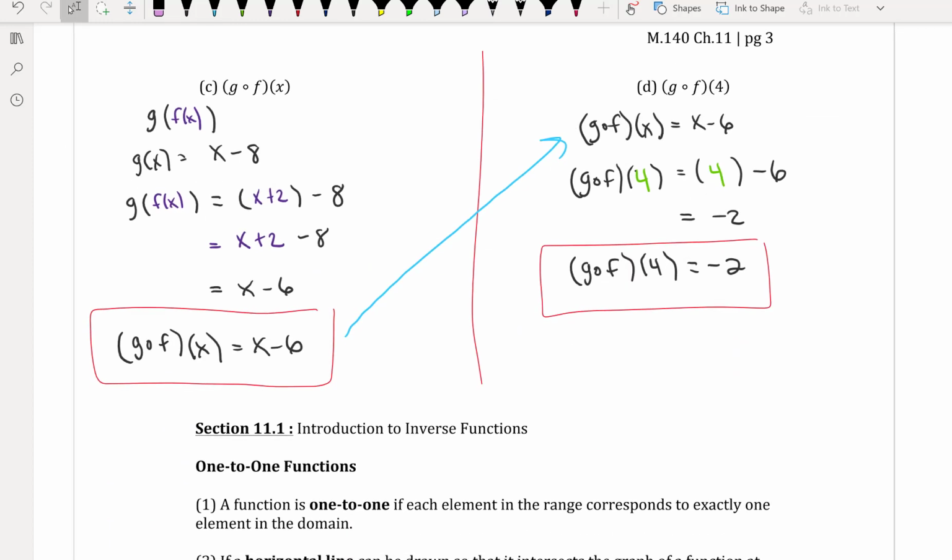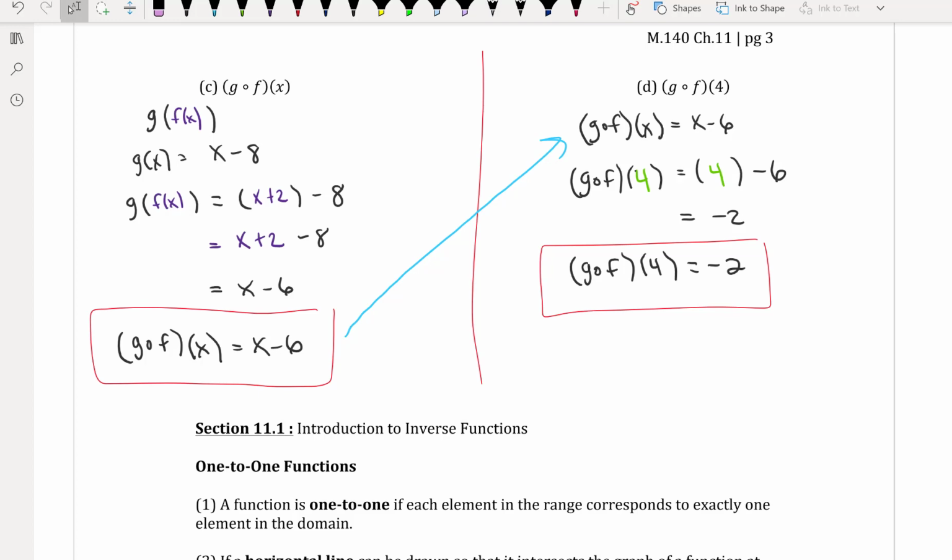For part C, this is where I'm flipping the order. This is g composed with f, so g is on the outside. So I'm plugging in my function f, and when I do that, I get x minus 6. And for part D, I have g composed with f with respect to 4, so that means I'm going to use part C and plug in 4, and so 4 minus 6 is going to give me negative 2.